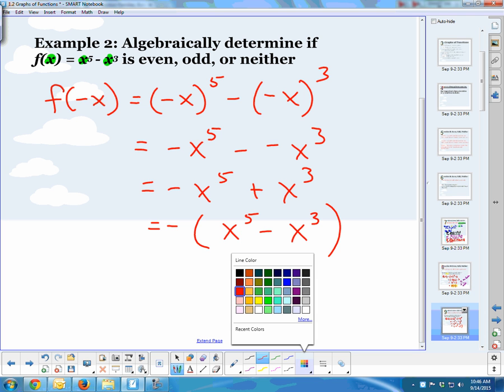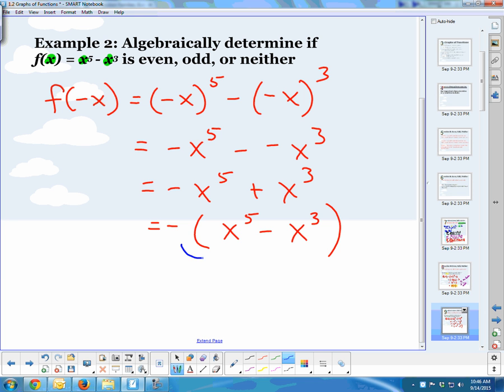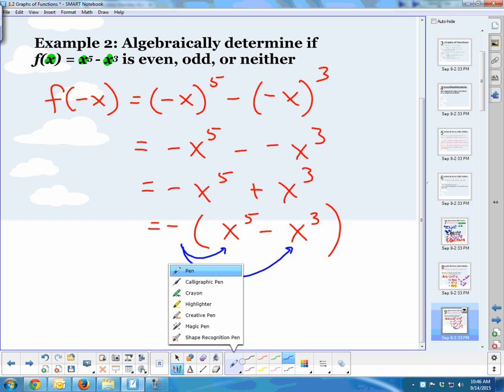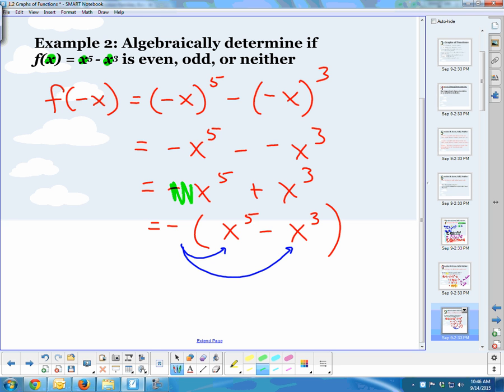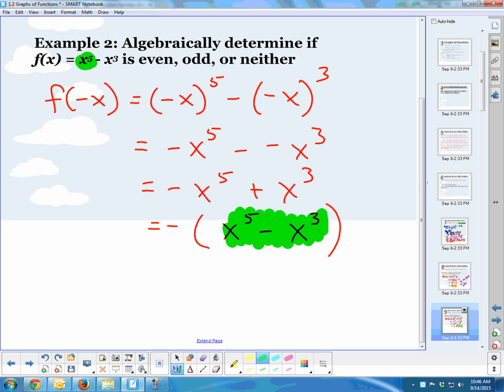And remember that you can check factoring by using the distributive property. If I redistribute the negative, I would have the negative x to the 5th plus x cubed in the above line. So I know that I factored correctly there. So I have that. And what I see now is that what I have in the parentheses, x to the 5th minus x cubed, is this piece right here. But I have a negative out in front of it.